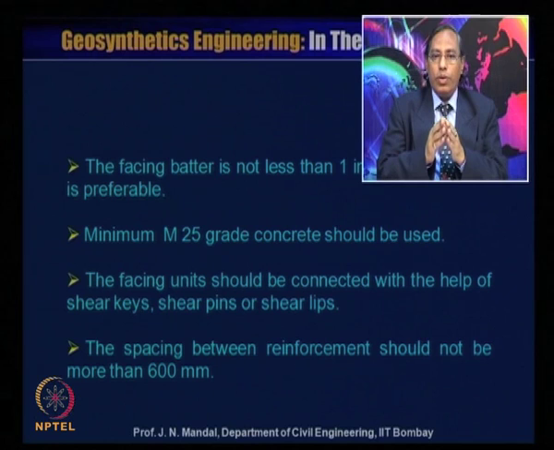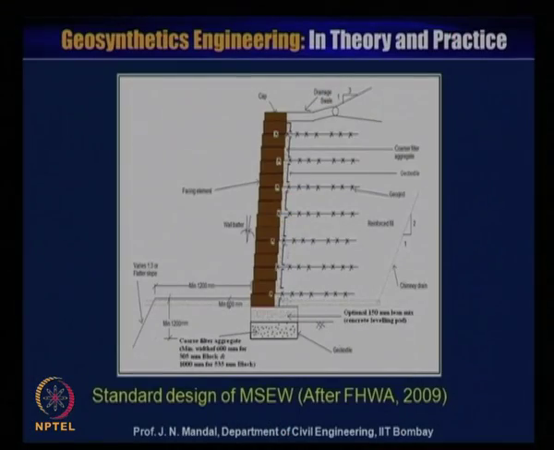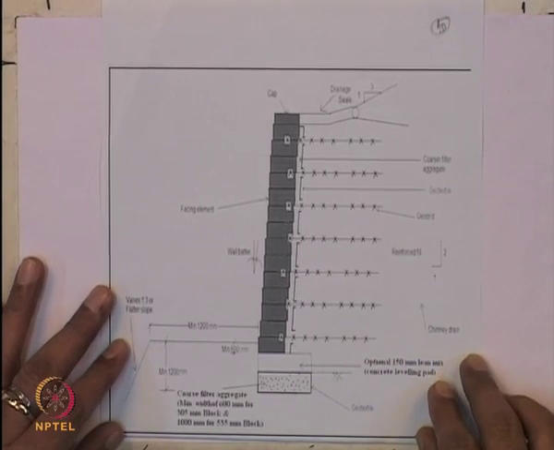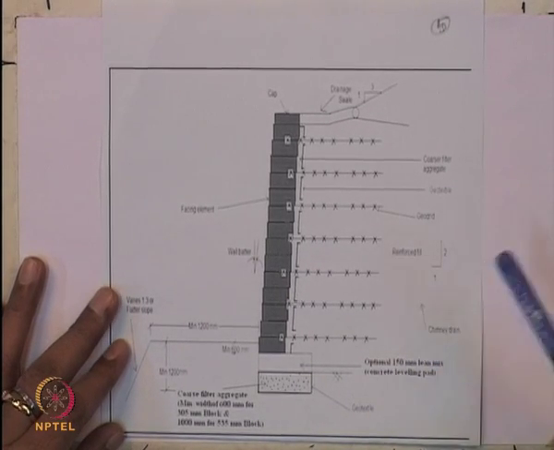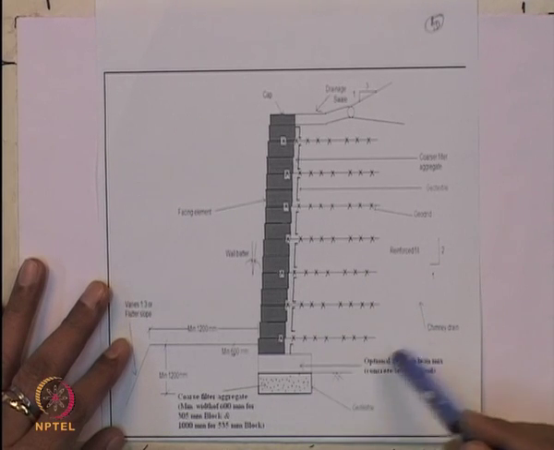The facing unit should be connected with the help of shear key, shear pin or shear lips. The spacing between the reinforcement should not be more than 600 millimeter. So, here you can see some standard design of a mechanically stabilized reinforced earth wall after the FHWA 2009.